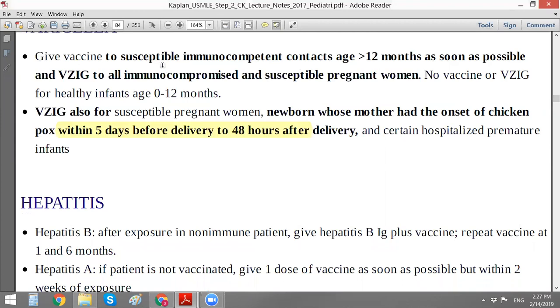Vaccine to everyone who is immunocompromised, and VZIG to all immunocompromised infants. They are saying no vaccine or VZIG. This is not making very good sense to me.